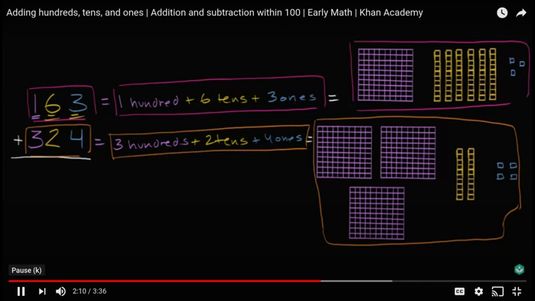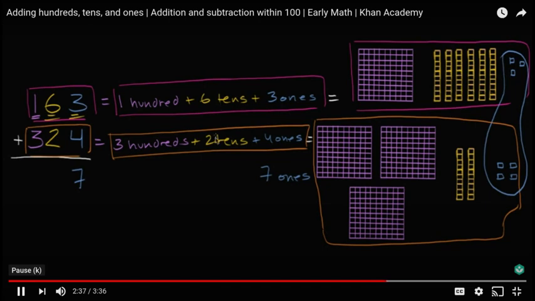So let's first look at the ones place. You're going to have 3 ones plus 4 ones. Let me do this in blue. That's going to be 7 ones. 3 ones plus 4 ones is 7 ones. A 7 in the ones place is 7 ones. And we see that right over here.